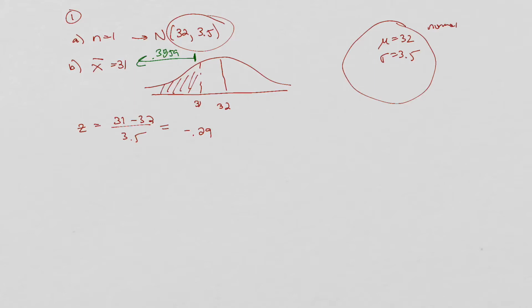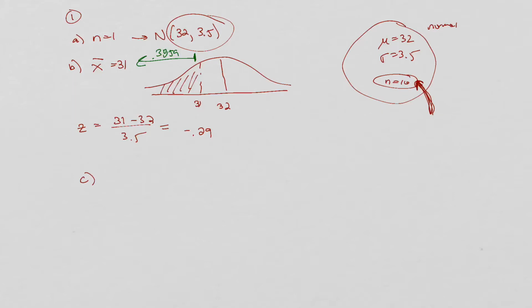Then for part C, we started pulling out samples of size 16. Part C asks, what does the distribution look like for all those samples of size 16?